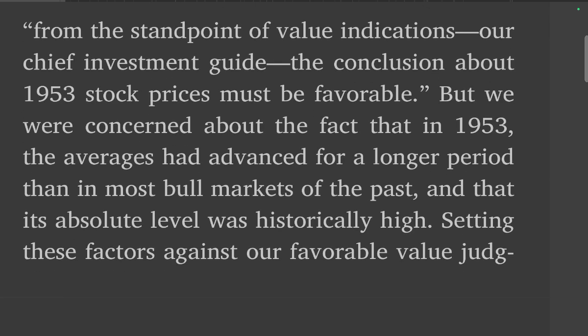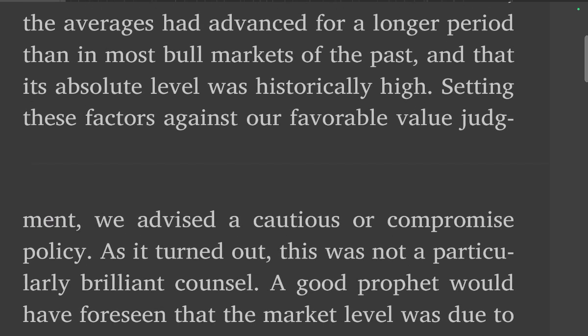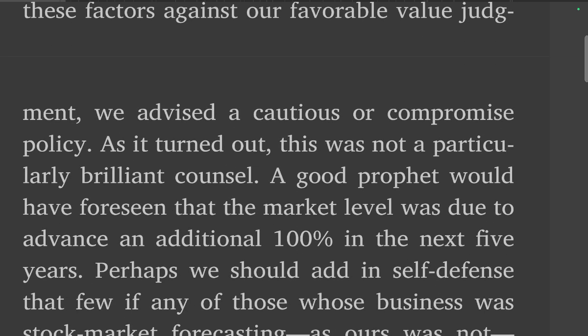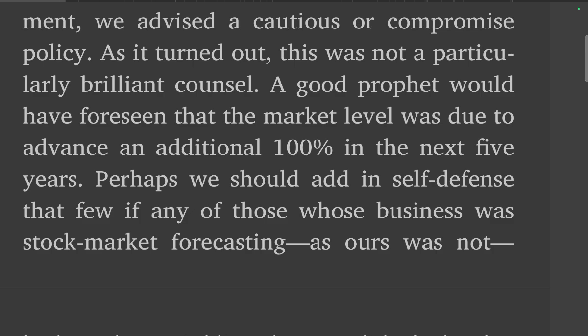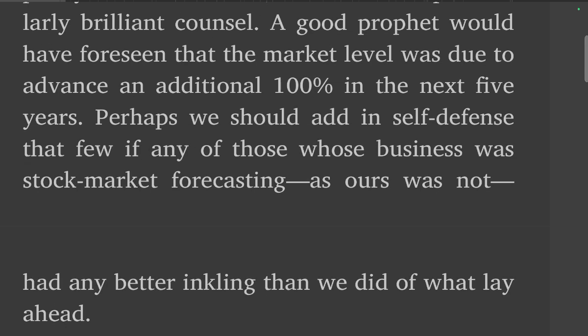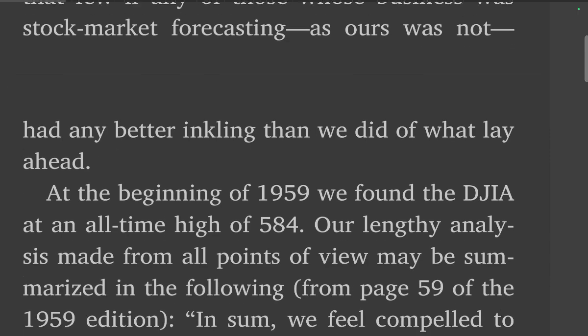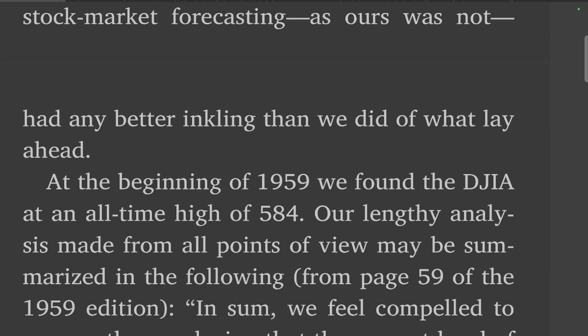But we were concerned about the fact that the 1953 average had advanced over a long period, the longest bull market of the past, and had reached an absolute level of historic high. Setting out the factors against our favorable value judgment, we advised a cautious and compromise policy. As it turns out, it was a particularly brilliant counsel. A good prophet would have foreseen the market level and taken advantage of an additional 100% gain in the next 5 years. Perhaps we should add in self-defense that this is a view in a way of business or stock market forecasting, as our experts had no better inkling than we did of what lay ahead.